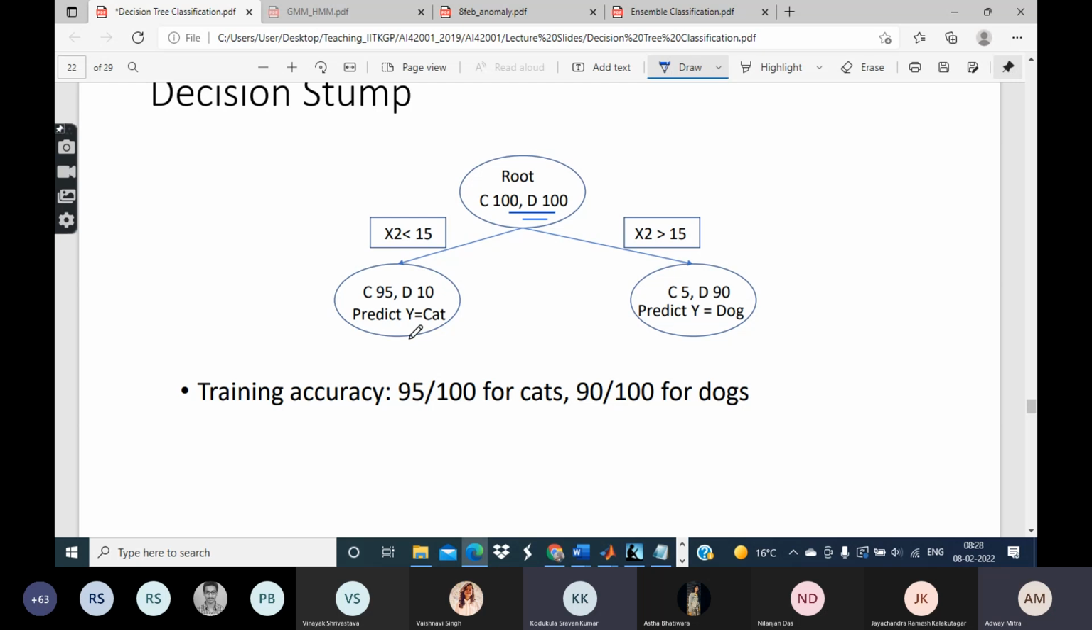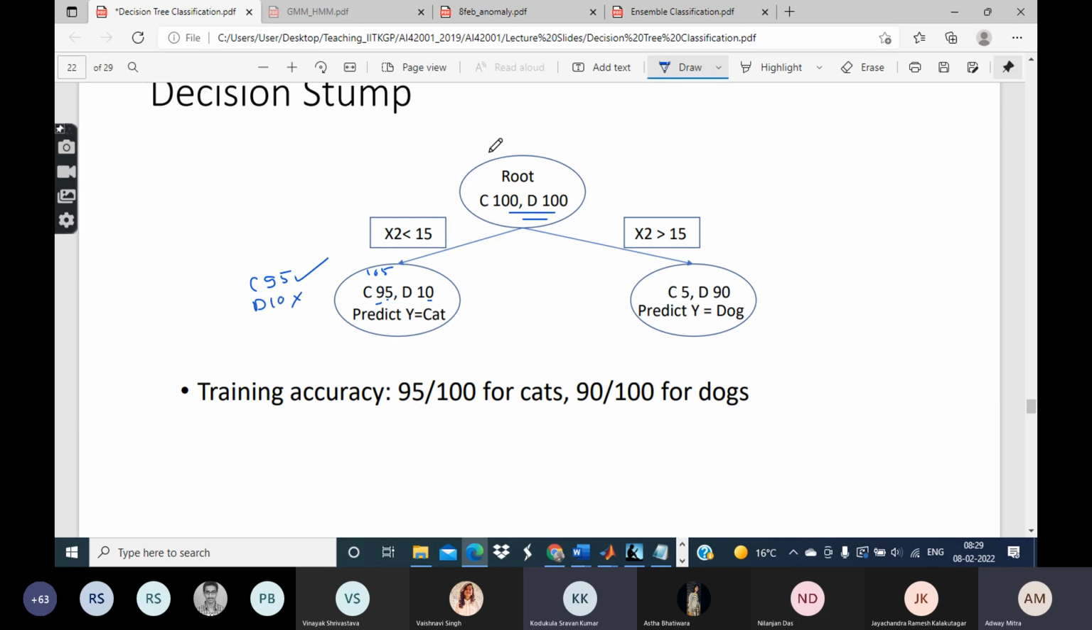So if you see here, for those animals whose weight is less than 15 kg, all of them are being classified as cat. If you consider the training set, there are a total of 105 examples in this category, out of which 95 are cats, 10 are dogs. But when you predict all of them as cats, all 105 will be considered as cats, right? So that means all the 95 cats here are going to be correctly classified, but the 10 dogs are going to be wrongly classified.